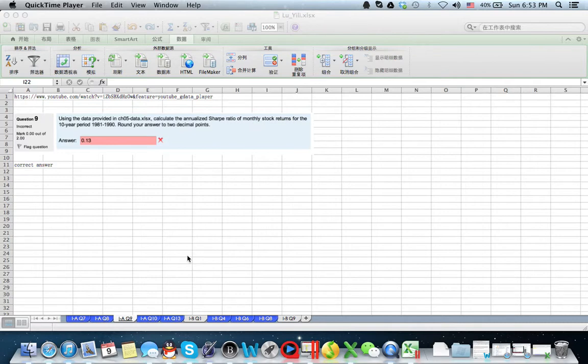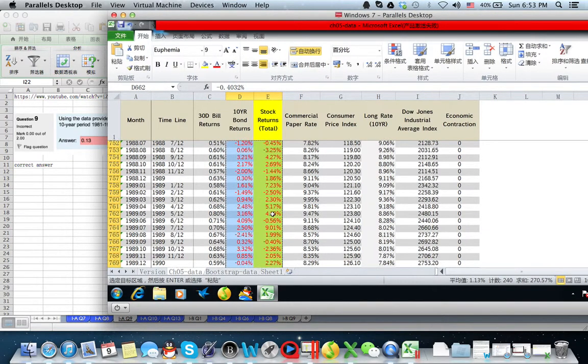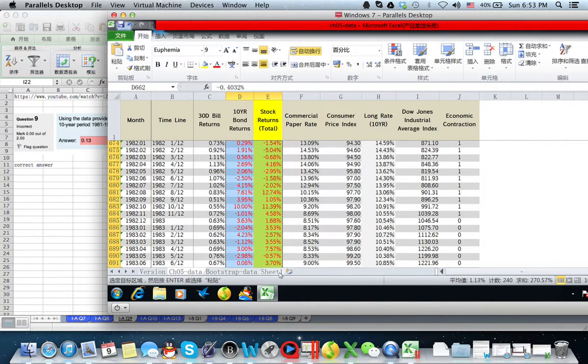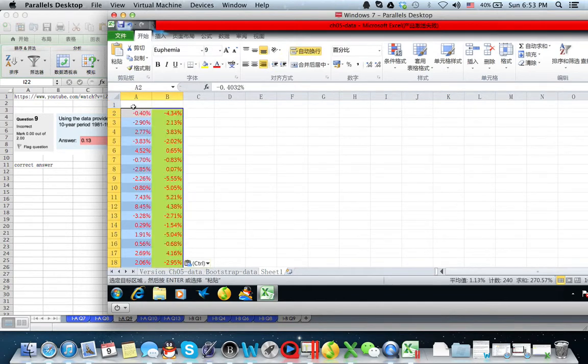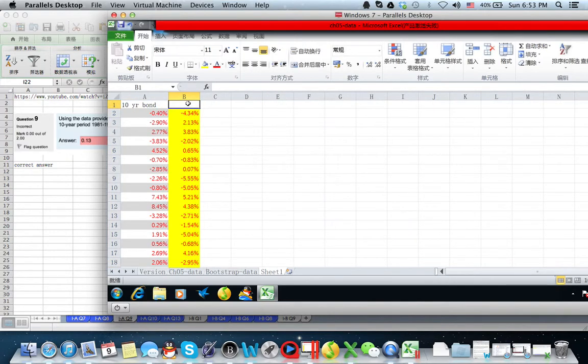To calculate the annualized Sharpe ratio of monthly stock returns for the 10-year period, we need to use the Chapter 5 dataset. Here's the data. I highlighted the ones that we are going to use in red. So I'm going to copy and paste it into a new workbook. The column on the left is the 10-year bond interest rate, which we are going to use as the risk-free rate. On the right is the stock expected return.